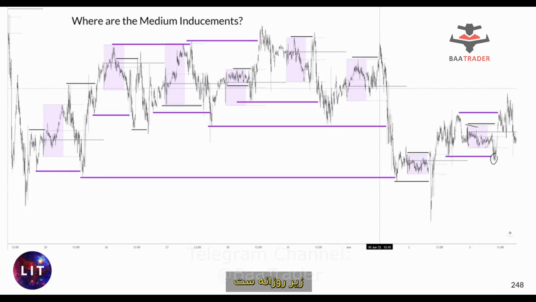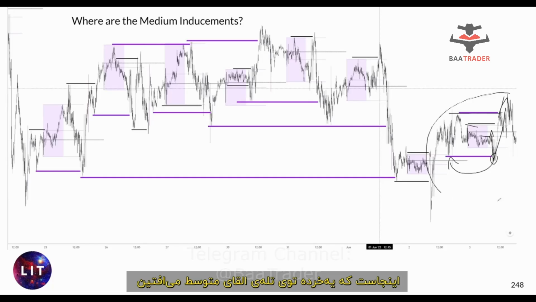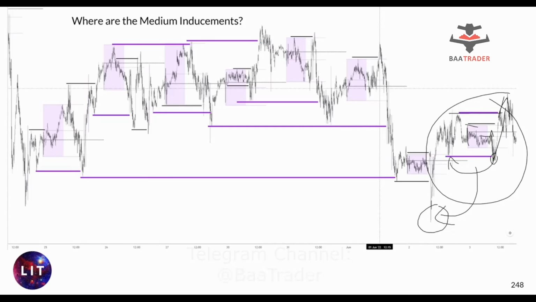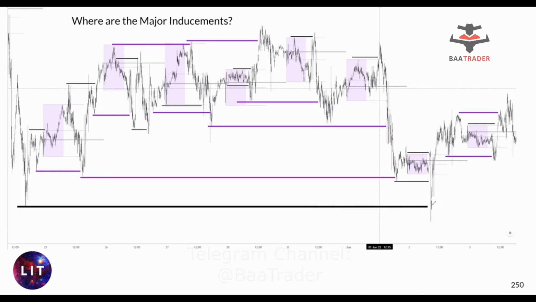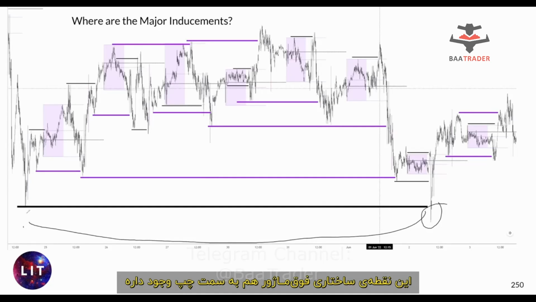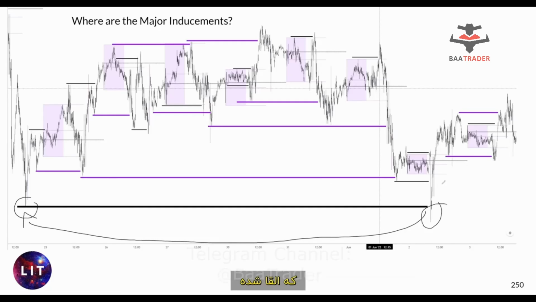Range intraday, right? It induces this baby minor inducement in here, a medium inducement to the left, and that's why obviously it pushes higher and gives another medium inducement. That's where you're getting trapped a little bit into the medium inducements. That's when you look at the next major, right? And of course, now I said it already. So let's look at the next one. Where's the major inducement? And of course, it is this major structure point to the left, which got induced.